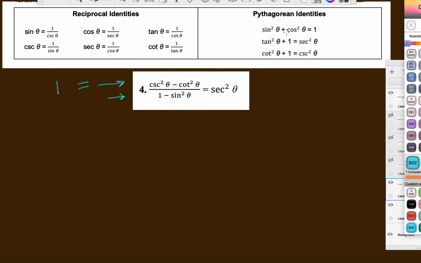Now, let's look at 1 minus sine squared. 1 minus sine squared is cosine squared.